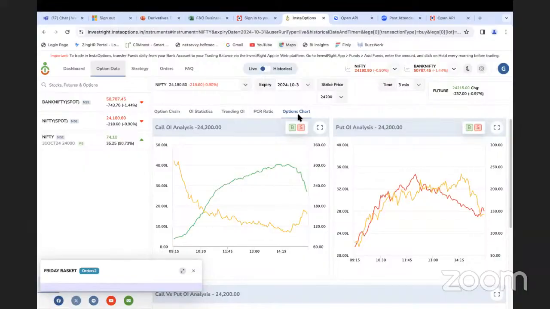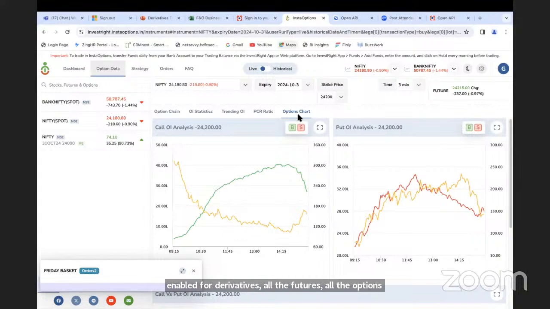The stock options are also available on Insta options. So everything that is enabled for derivatives, all the futures, all the options, you will be able to find. Only the cash stocks are not available on this particular platform because this is primarily made only for traders.